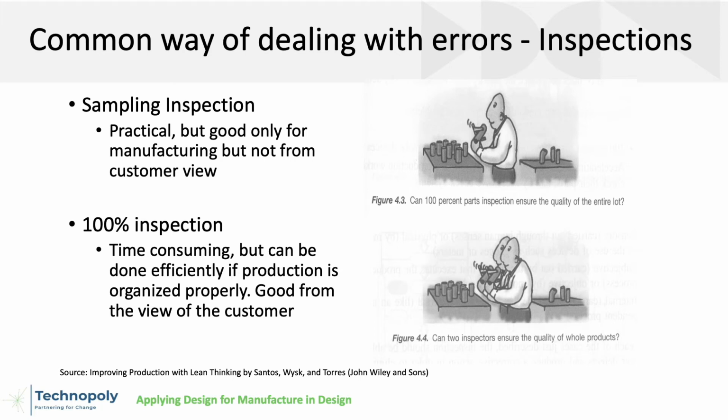In general, when people hear about errors and mistakes, the most common reaction is to have inspection built into the process. Inspection can come in the form of sampling, to just take a few observations out of the many possible observations you can get, or it can be 100% inspection, which can be very costly.